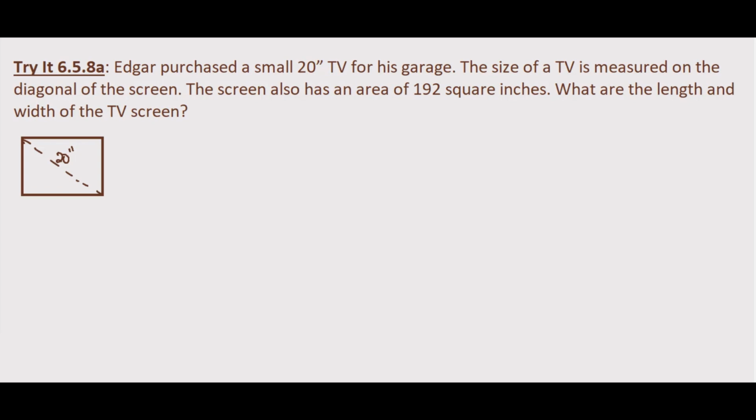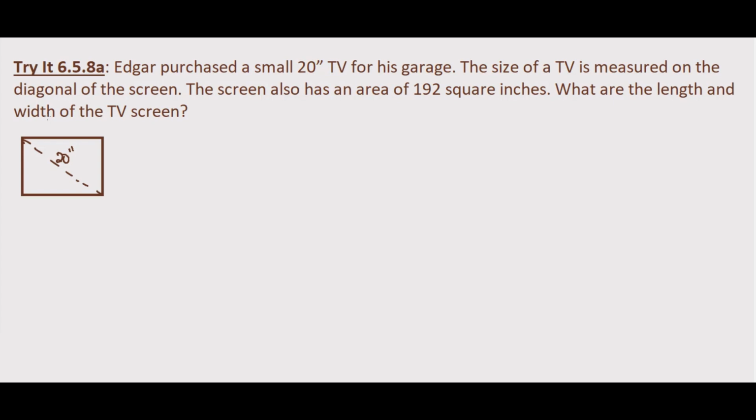In this exercise, we're told that Edgar purchased a small 20-inch TV for his garage, and that the size of a TV is measured on the diagonal of the screen. So I went ahead and drew that picture here, just a little rectangle with a diagonal of 20 inches. We're told that the screen also has an area of 192 square inches, and we're asked what are the length and width of the TV screen.